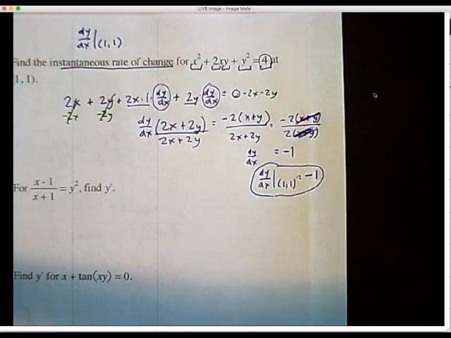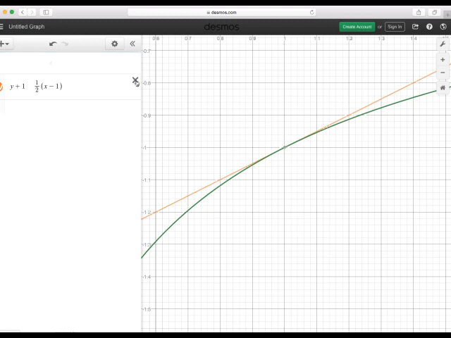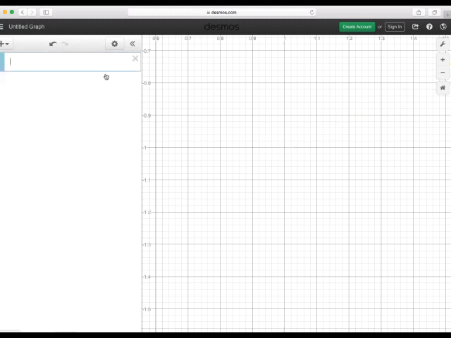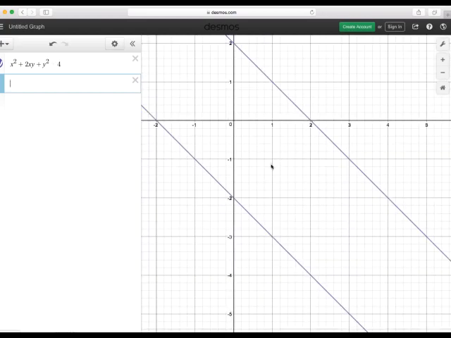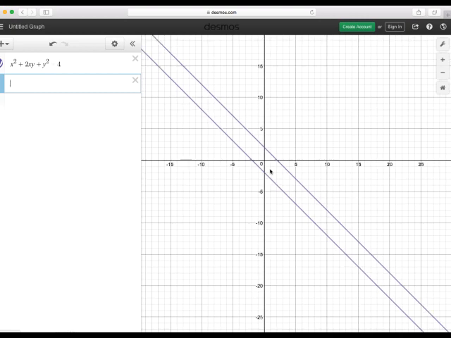All right, let's check that one real quick. So here's my original relation, x squared plus 2xy plus y squared equals 4. Okay, now I don't see anything. Why don't I see anything? Because I'm zoomed in. So there we go.